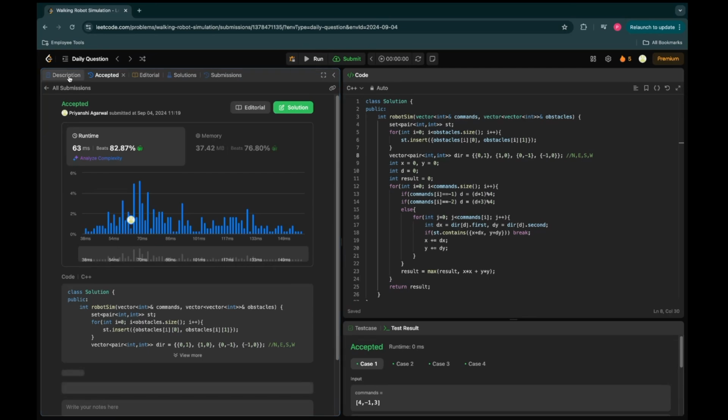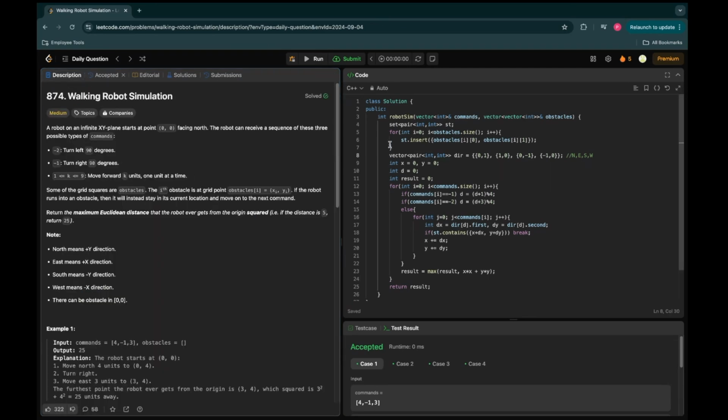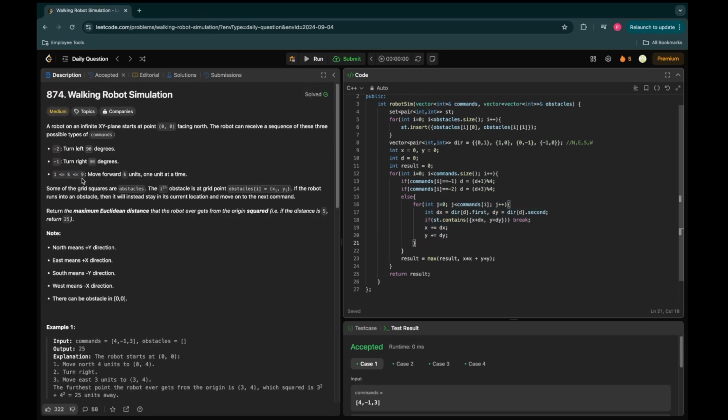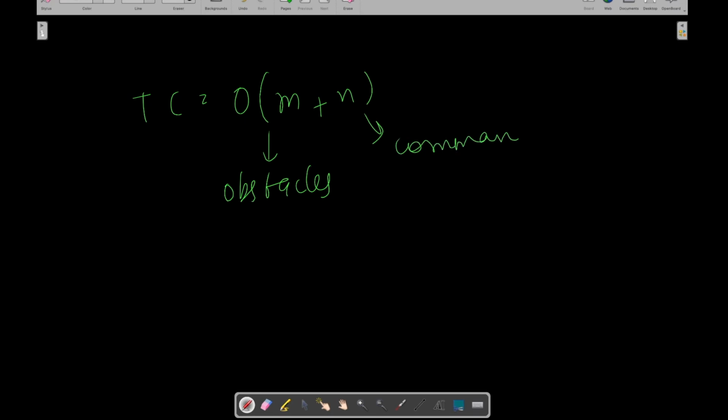Yeah, it's working fine. Now let's discuss the time and space complexity. As you can see, we are using one loop for iterating the obstacles array and another loop for iterating the commands array. We might ignore the time complexity of the inner loop as k can be at most 9, so we can ignore it as well. So its time complexity will become big O of m plus n, m being the size of the obstacles array and n being the size of the commands array, right?